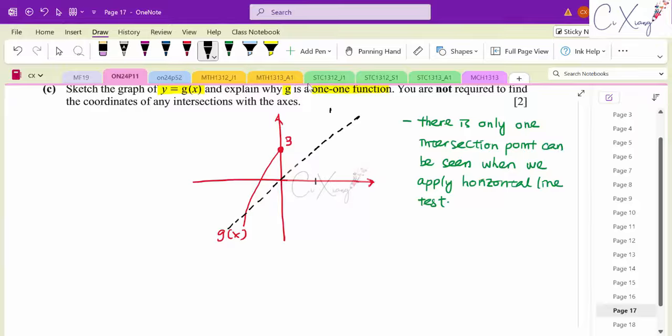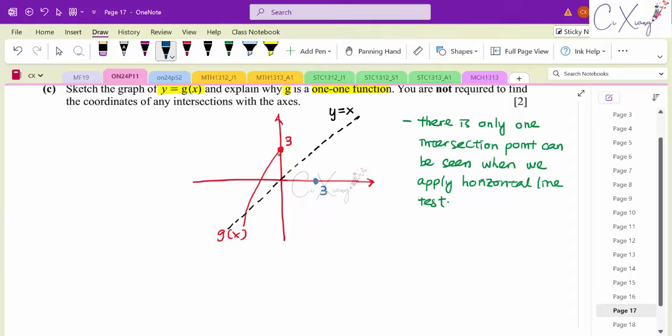Okay, so I label this clearly. This is y equals x. And now if I want to sketch g inverse, sorry, we already have g(x), right? If I want to sketch g inverse, basically you need to swap the x and y coordinates. As an example, if I have this point, (0, 3), when I swap the coordinates it will become (3, 0). That means for g inverse, I need to sketch one point at (3, 0).